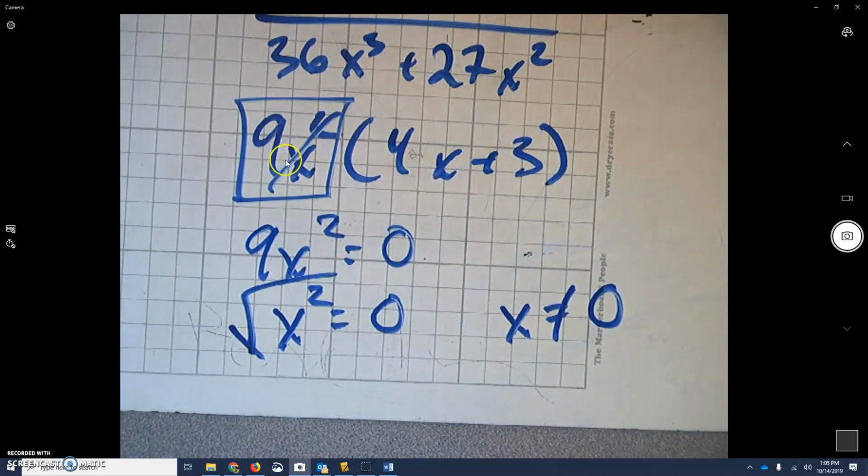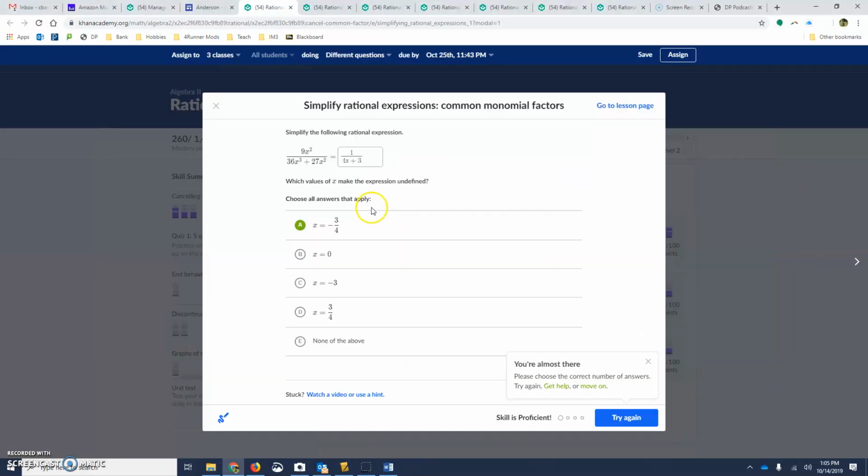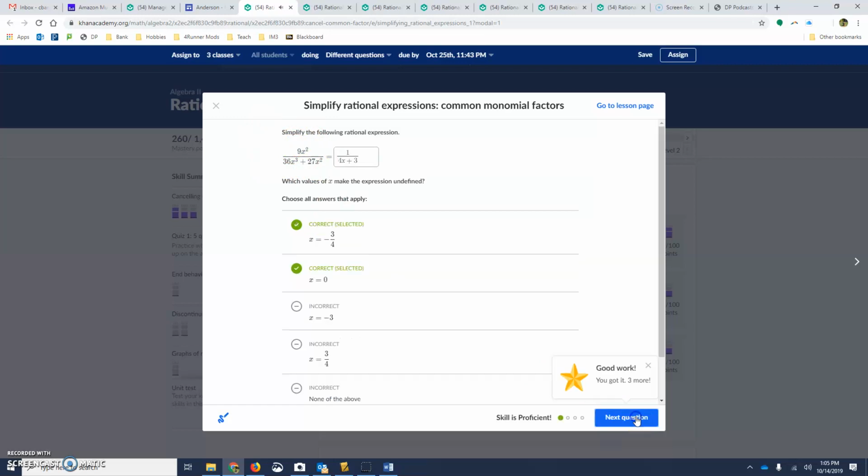Whenever you have a monomial up front like this in your denominator, it'll always be 0 that we cannot have x equal to. And the focus is not the numerator. It's only the denominator. We do not care what's in the numerator. There we go. All right, next question.